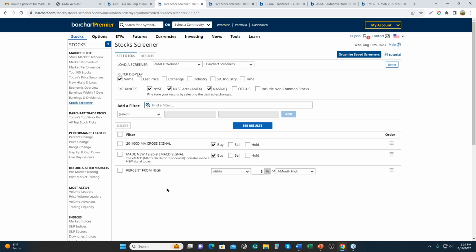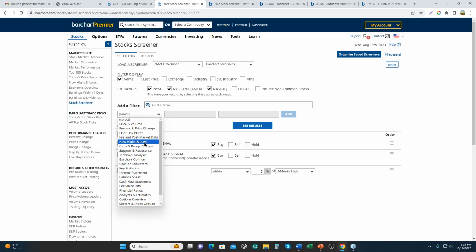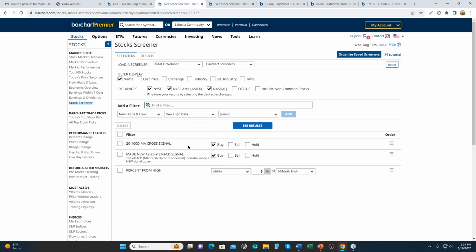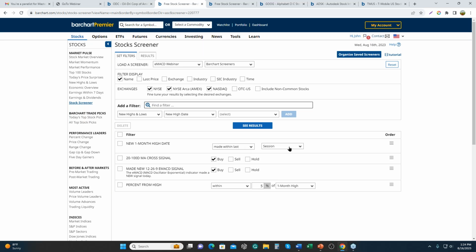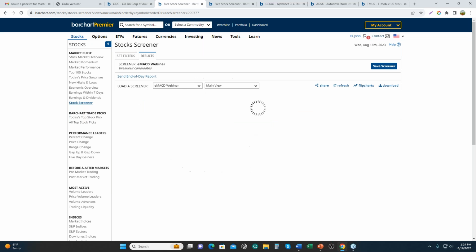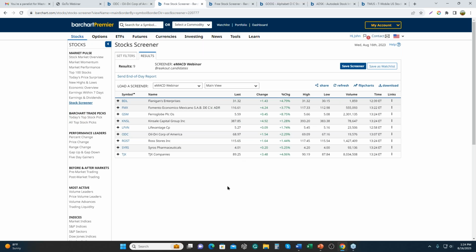There's our eMACD signal made today. And then here I'm using a percentage from our monthly high. Again, I just want to see that I'm getting closer to a monthly high. Now, what I might do is add another level. Maybe I'll come in here and say, let's see if I'm making a new high today. So I'm going to do a new high date based on that was made within the last session.